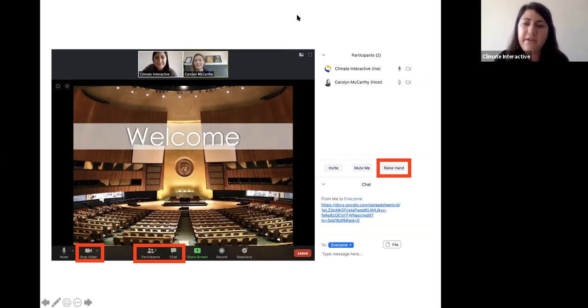So those are some of the main features of Zoom that we really like to utilize. And so you'll see us using these different features as we go. And feel free to ask us any clarifying questions about some of those Zoom technicalities as you think about how you might facilitate this as well.